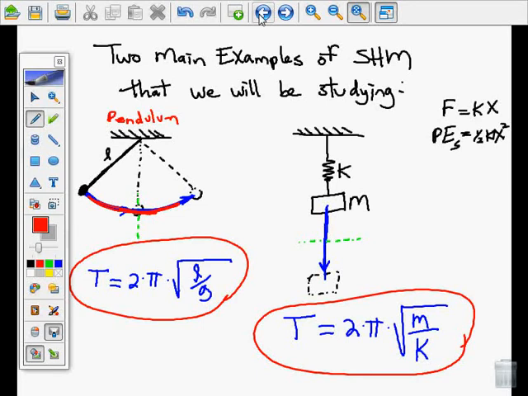Okay, the other thing that simple harmonic motion lends itself to very readily is conservation of energy problems. And we have already done conservation of energy problems on both of these. But let's just quickly review that, okay?